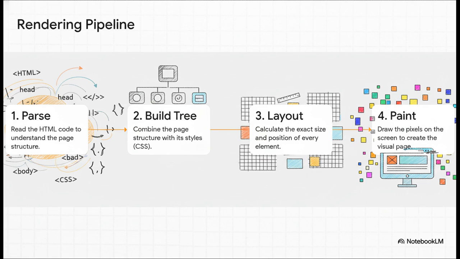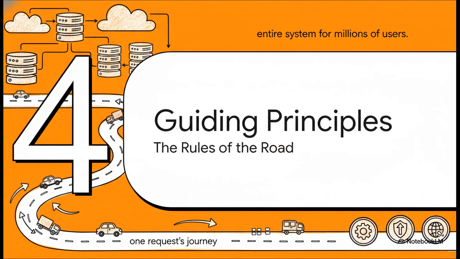First, the browser parses the HTML to understand the skeleton of the page. Then, it combines that structure with all the visual styles, the CSS, to build a render tree. After that, it has to calculate the exact size and position of every single button, image, and line of text in the layout phase. And finally, it paints the actual pixels onto your screen, bringing the page to life. And it does all of this in milliseconds. It's wild.